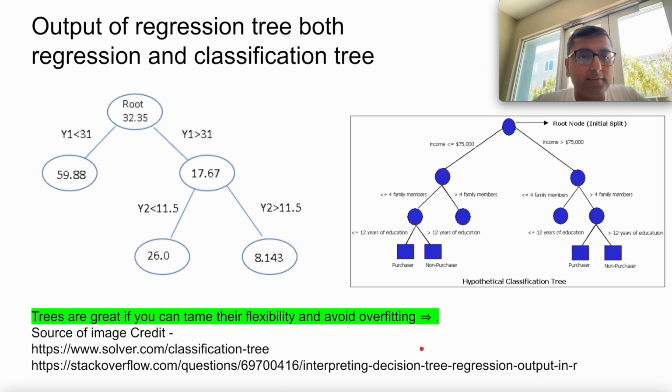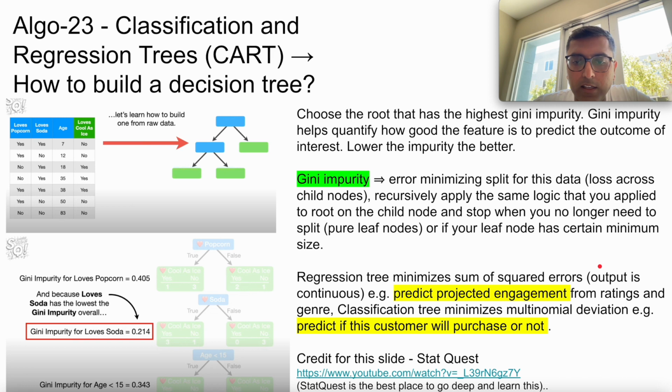The next point is that there are two types of decision trees. On the left is a regression tree, and on the right is a classification tree. You see the output is different. In a regression tree, you could have a continuous output, while in a classification tree, an example is whether this person is going to make a purchase or not, so it's a yes or a no, a purchaser or non-purchaser. And here you could be trying to predict engagement, and that's an example of a regression tree.